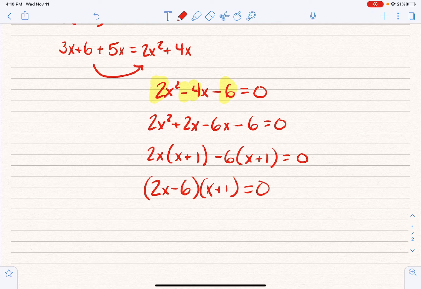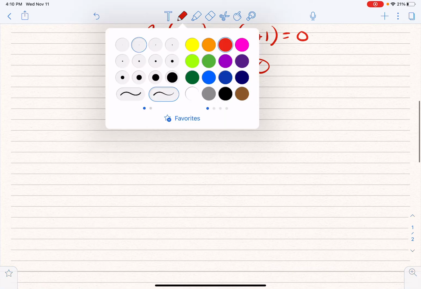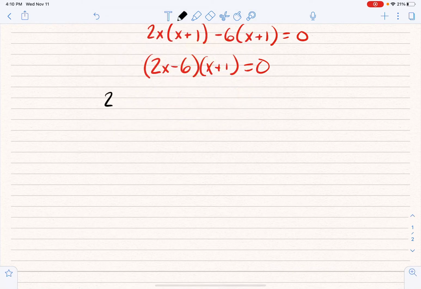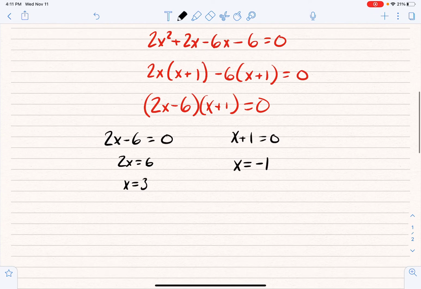And just like we've said before, if you have two things multiplied together that equal 0, then you set them equal to 0. You say, okay, I'm tired of writing in red. You say 2x minus 6 is equal to 0, and x plus 1 is equal to 0. All right, so you add 6 to both sides. 2x is equal to 6. Divide both sides by 2. X is equal to 3. On this one, just subtract 1 from both sides, and x is equal to negative 1.